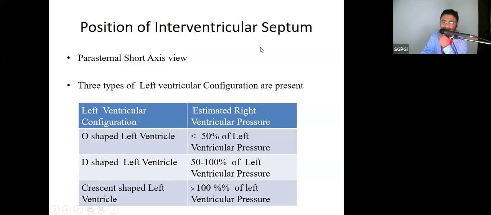So this is the position of the interventricular septum. Usually if the septum is O-shaped, then that is normal. That means the right ventricular pressure is less than 50% of the left ventricular pressure. If the septum is D-shaped, that means the pressure is around 50 to 100%. As the pressure increases, the shape of the left ventricle also changes from O shape to D shape to crescent shaped.